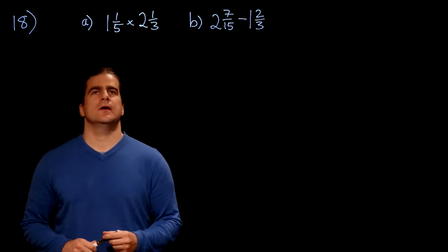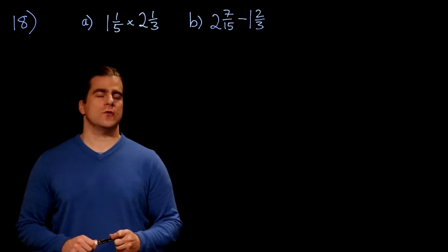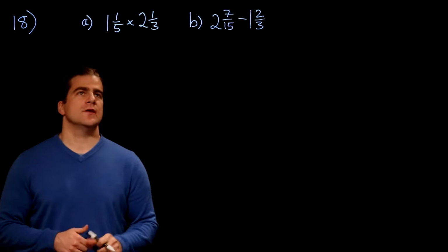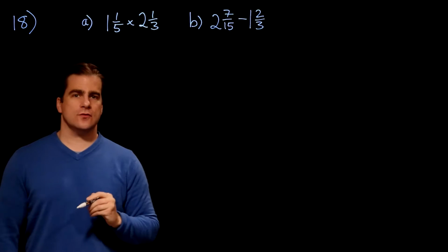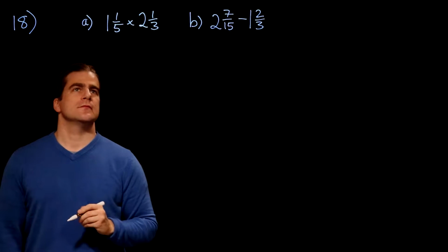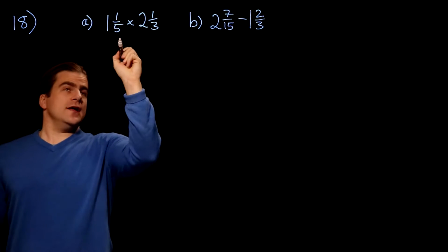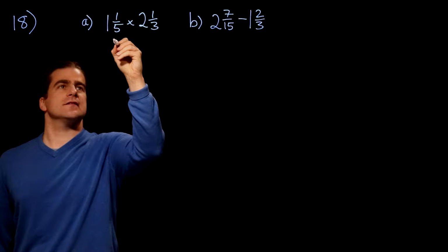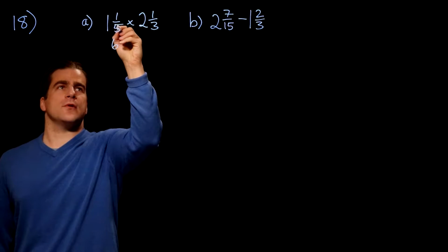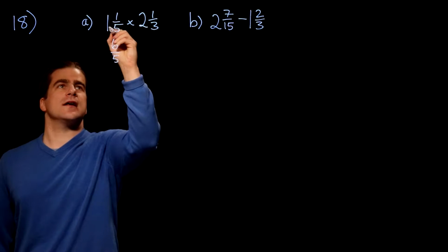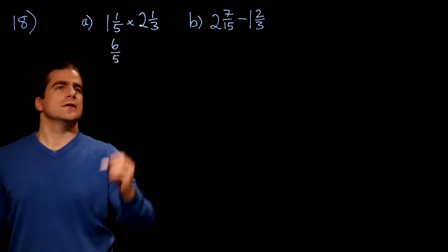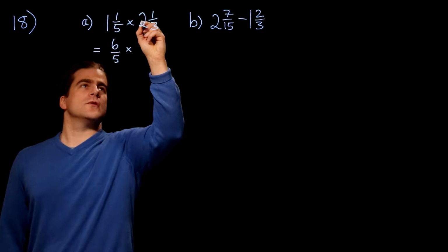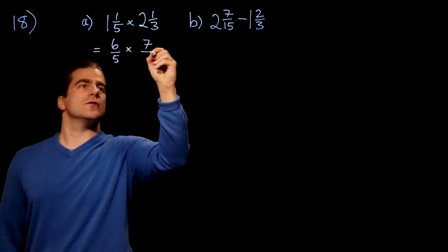Question 18. Part A. 1 1/5 times 2 1/3. Okay. When doing fractional multiplication, you first have to convert these two into top-heavy fractions or improper fractions. So let's do that. To do that, you multiply the denominator by the whole number and add the numerator. So 5 times 1 is 5, plus 1 is 6 over 5. And 2 1/3 becomes 3 times 2 plus 1, which is 7, all over 3.